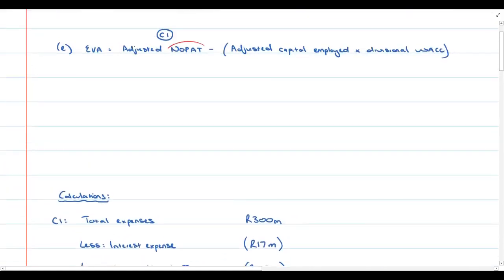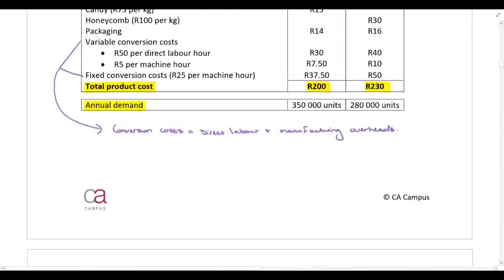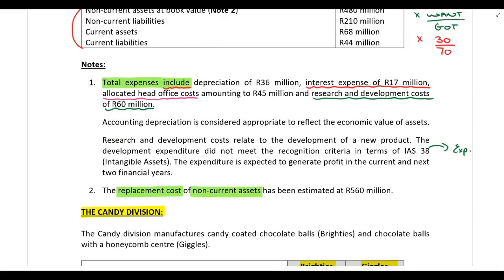All right, so we've calculated net operating profit after tax. We now need to process various adjustments because remember, EVA adjusts for accounting distortions. So first what we need to do is add back accounting depreciation and instead deduct economic depreciation. Now, if we go back to the information provided, you were specifically told that accounting depreciation is considered appropriate to reflect the economic value of assets. So in other words, they are telling you that the economic depreciation equals the accounting depreciation.